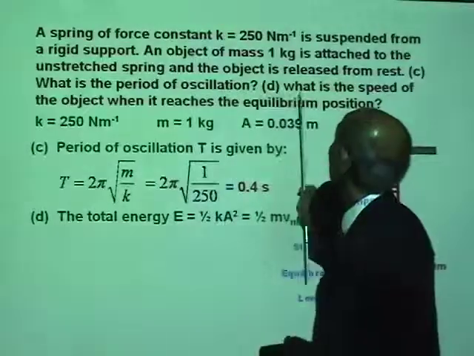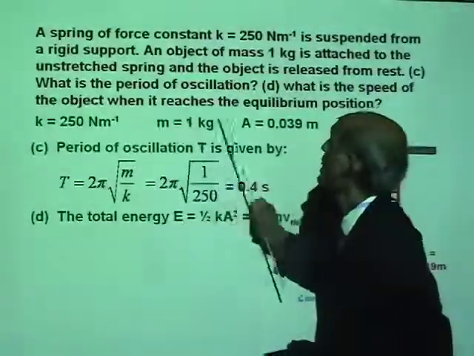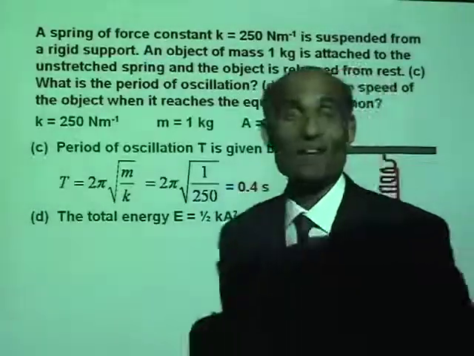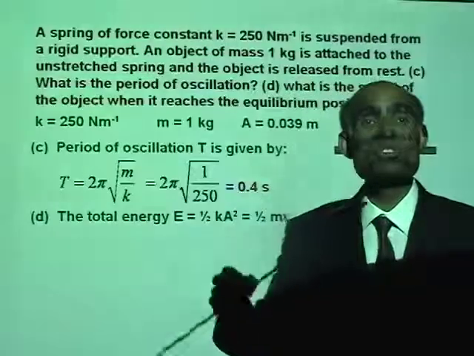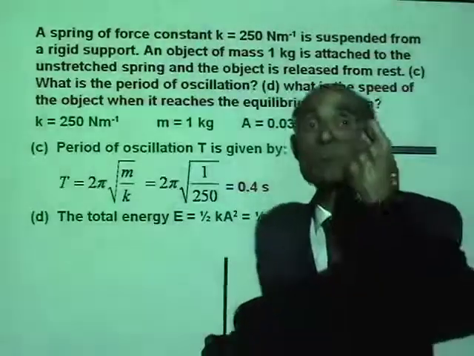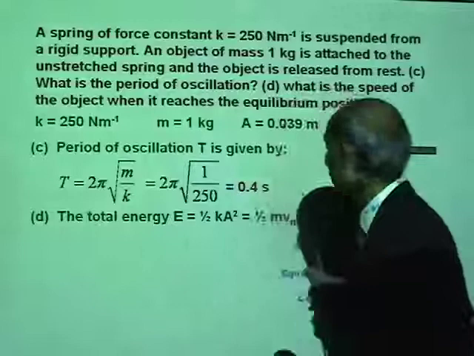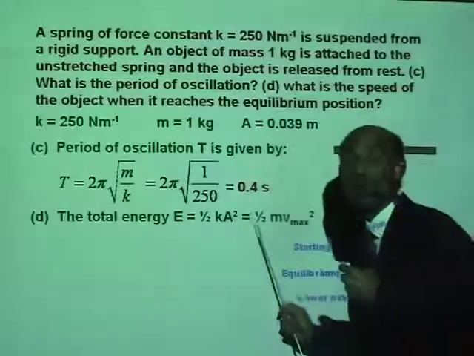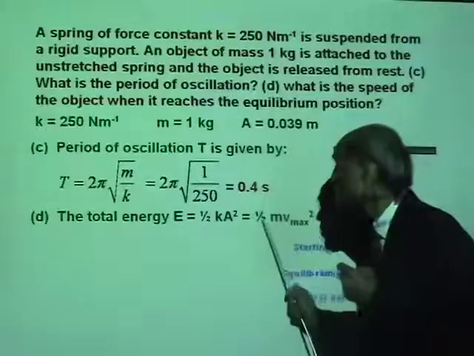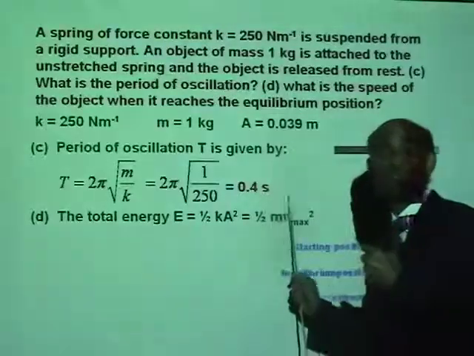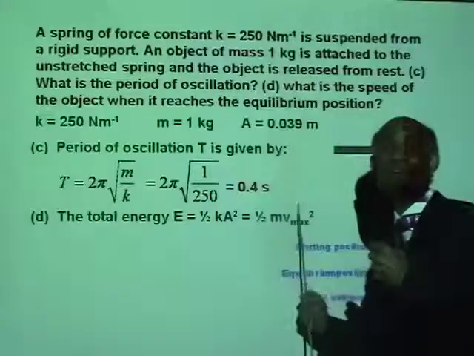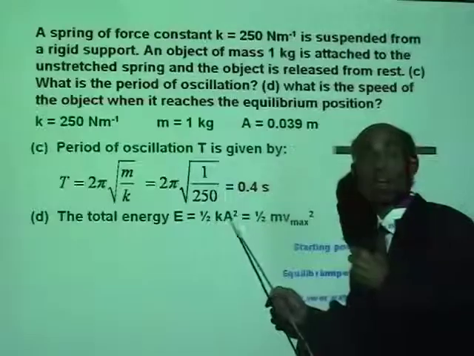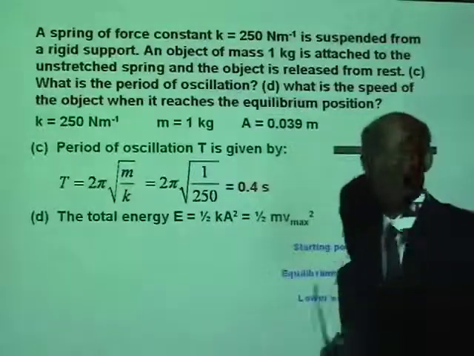What is the D part? What is the speed of the object when it reaches the equilibrium position? Well, when it reaches the equilibrium position, its speed will be the maximum. That means all the energy will be kinetic. In other words, the total energy at the equilibrium position will be 1/2 m v max squared. And that total energy equals 1/2 k a squared.